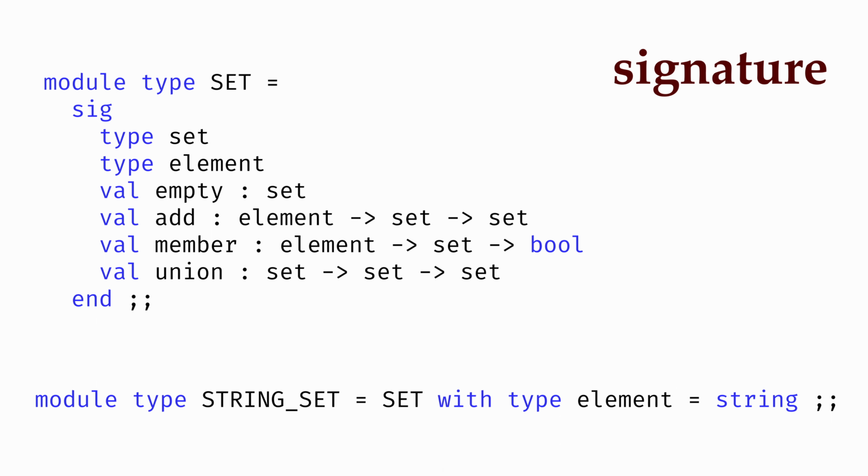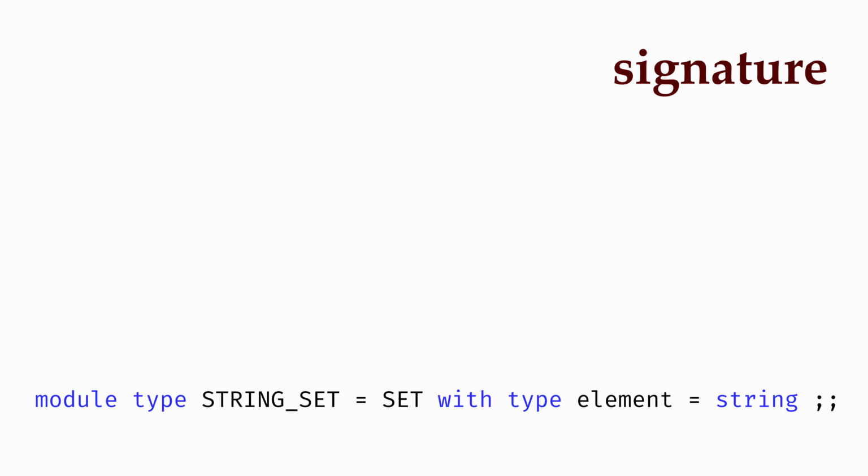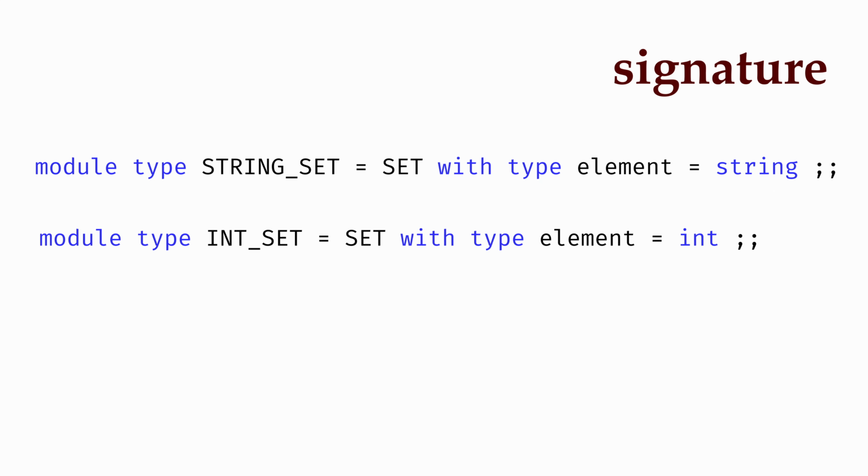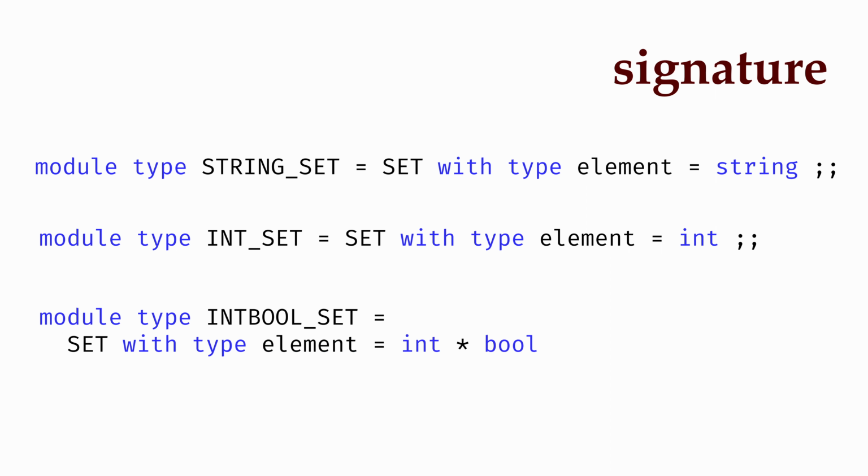We haven't eliminated the abstraction barrier completely. The user still doesn't have access to other implementation details, like how the set itself is implemented, but they do get the necessary information that for sets of strings, the element type should be string. Using sharing constraints, we can use our generic set signature to define signatures for specific set types. We could define a signature for string sets, a signature for integer sets, a signature for sets of pairs of integers and Boolean values, and so forth.